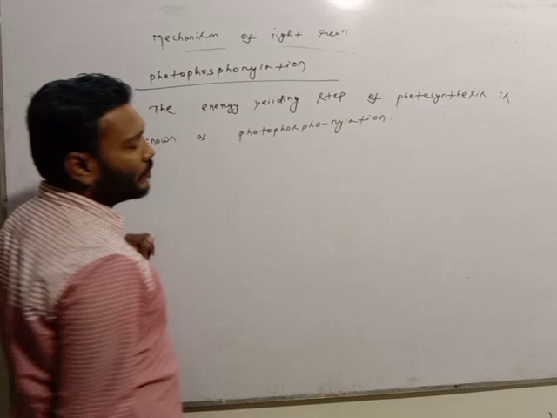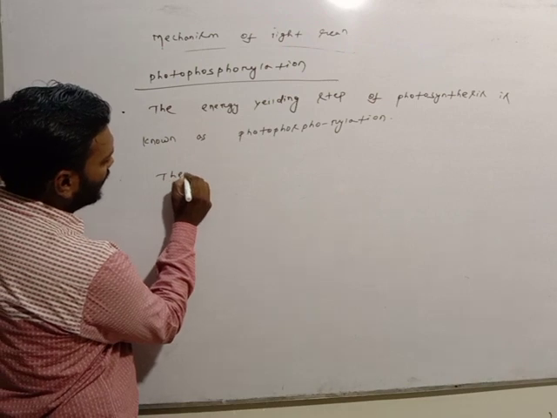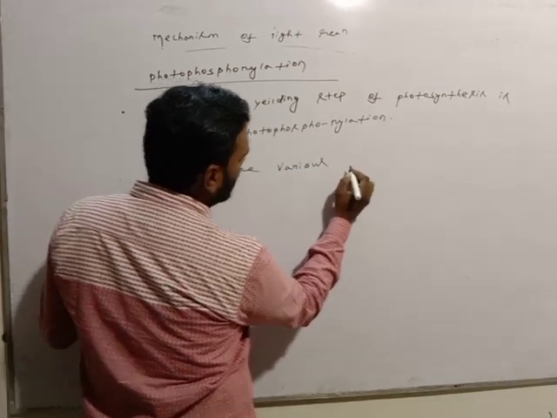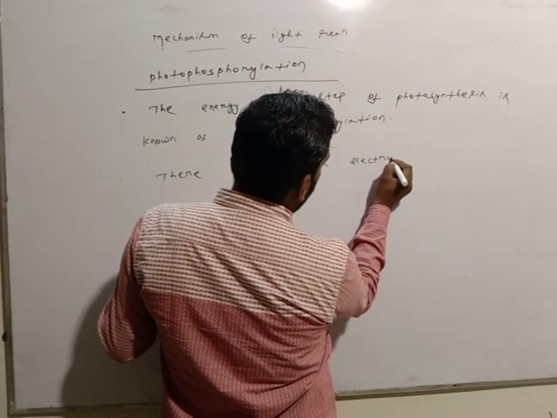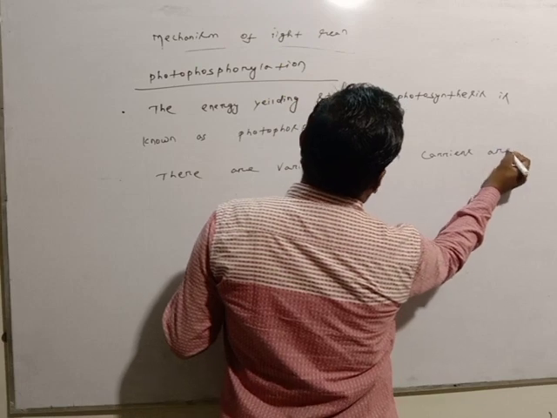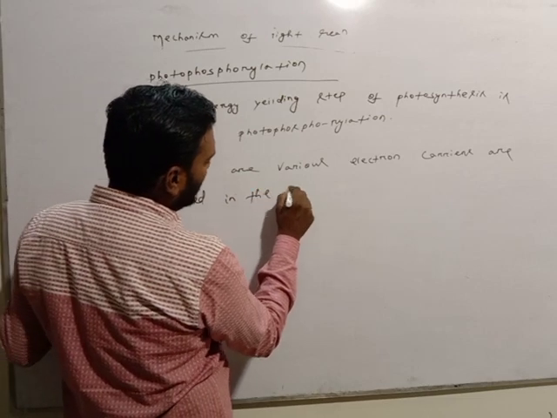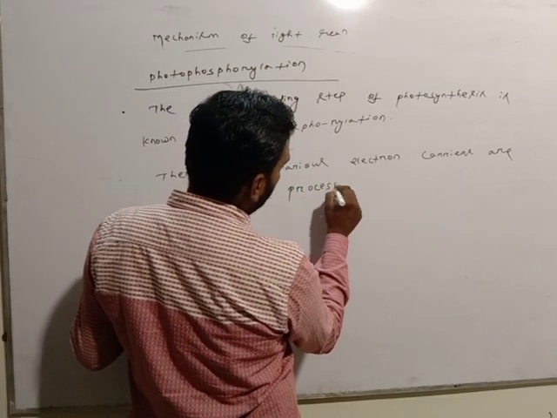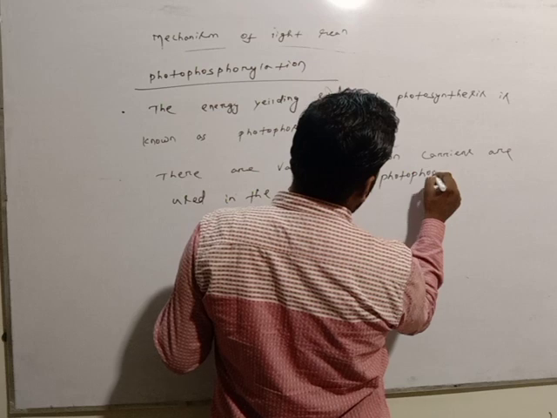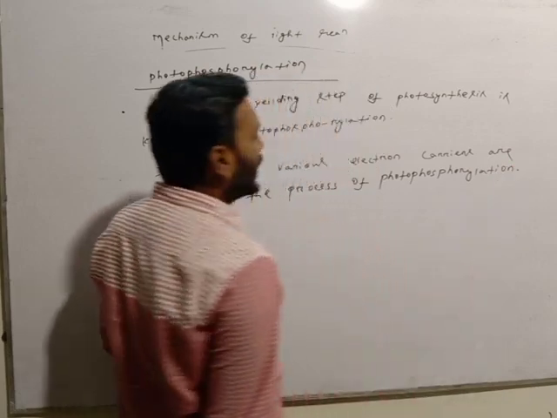There are various electron carriers used in the process of photophosphorylation. What are these electron carriers?